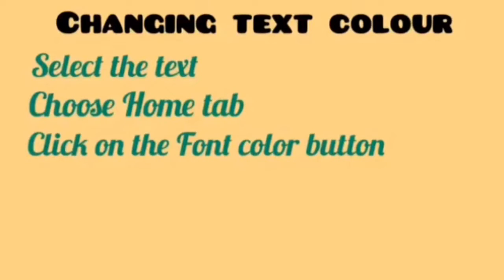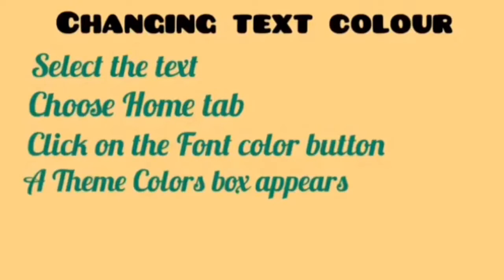I want to change the color of that particular text. What are the steps for that? First, I have to select the text. Then I have to click on the Home tab. When I click on the Home tab, I have to click on the Font Color button. That Font Color button is present under the Font group of the Home tab.